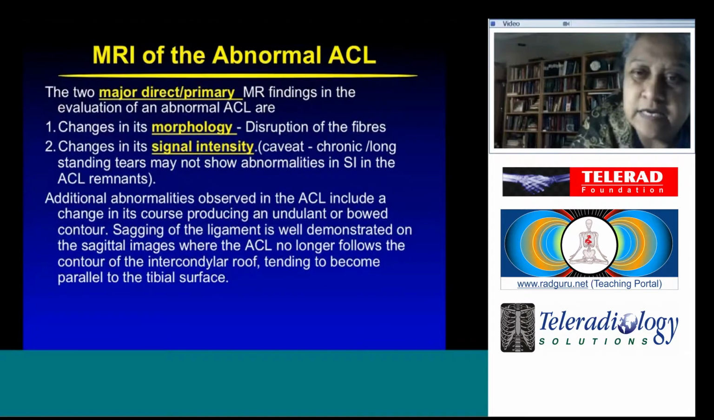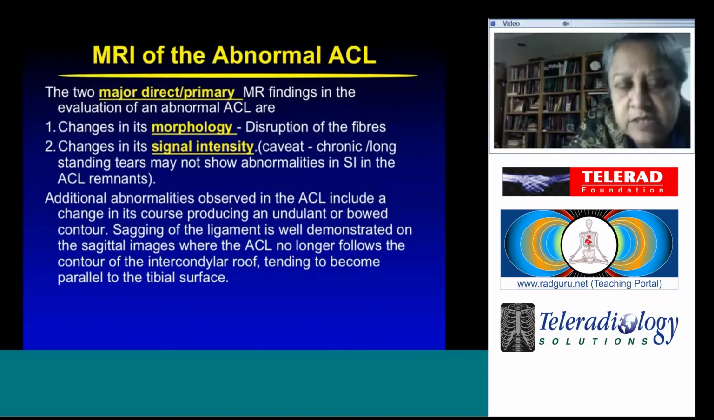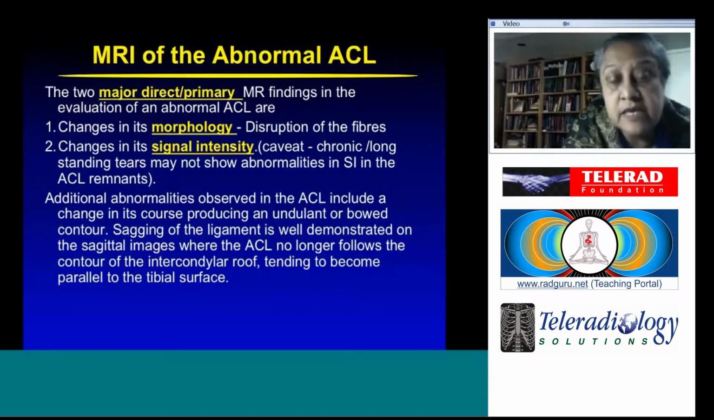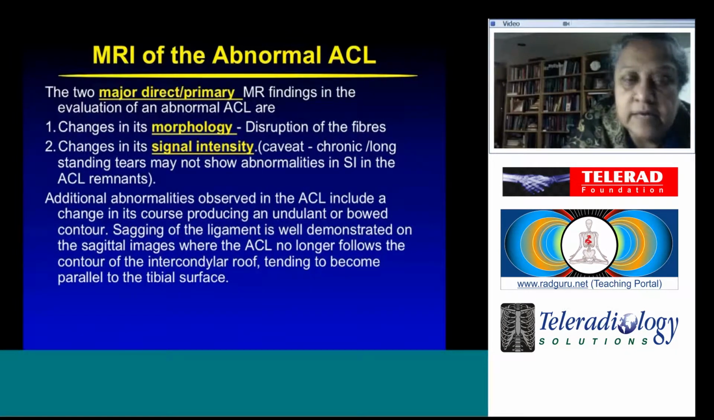Changes in its signal intensity are an important thing to look at. And as I said earlier, signal intensity can change because of the magic angle effect. Another caveat is chronic or long-standing tears may not show abnormalities in signal intensity in the ACL remnants, and the scar itself may produce a low signal intensity linear structure, which, unless we are particularly careful, we may not be able to call an ACL injury.